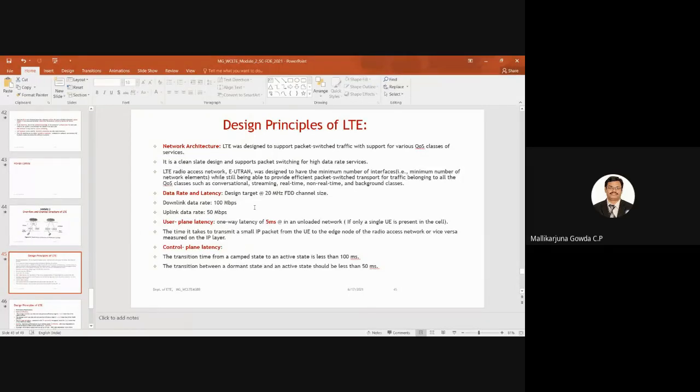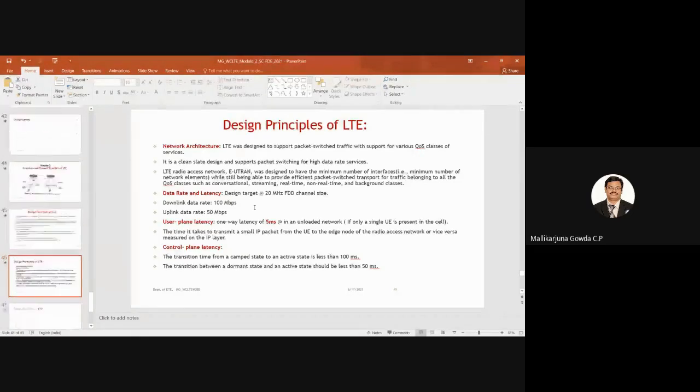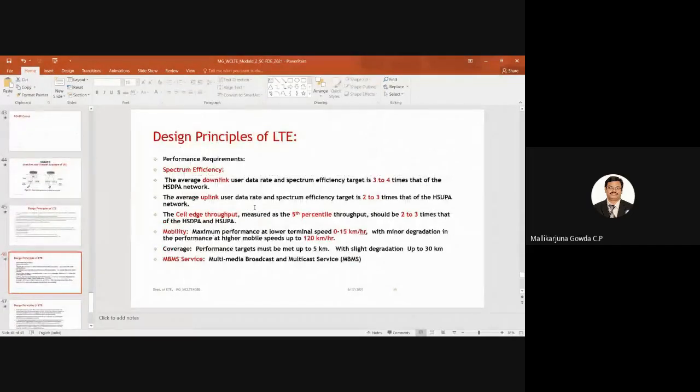Okay. So the second thing I told about data rate and latency. The third one is the third parameter or the third design specification is about the performance requirements. Under performance requirements, various parameters are there. In that, the first one is the spectrum efficiency.